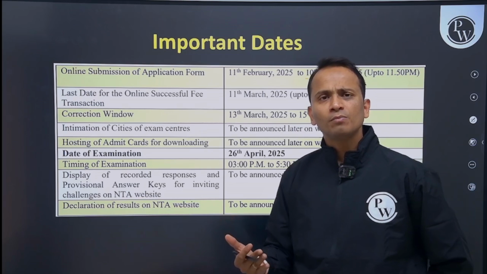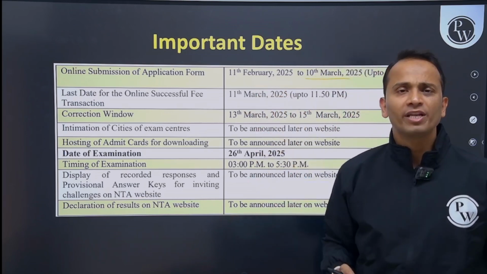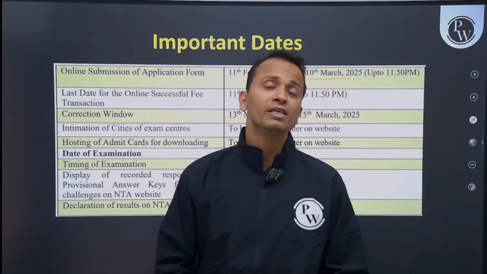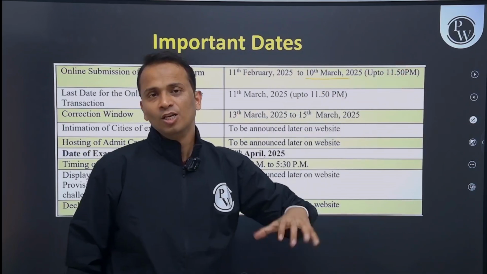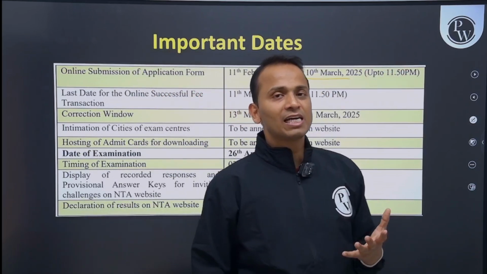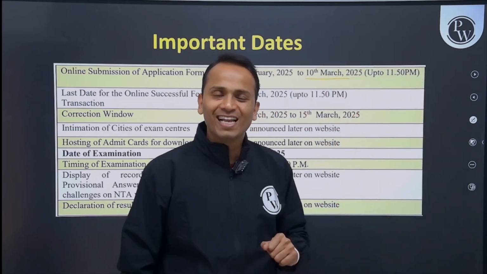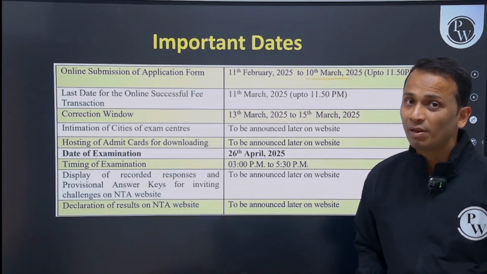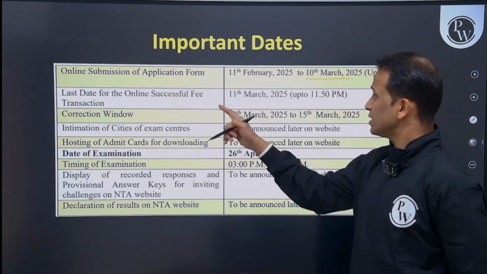The application forms are already out. It has already started on 11th of February and the last date to fill the application form is 10th of March up to 11:50 PM. So रात को 11:50 से पहले आपको फिल करना है. That doesn't mean that you will wait for the last date. जल्दी से अभी के अभी फिल कर दो if you are sure that you want to apply for integrated program in management, right? So this is the last date.